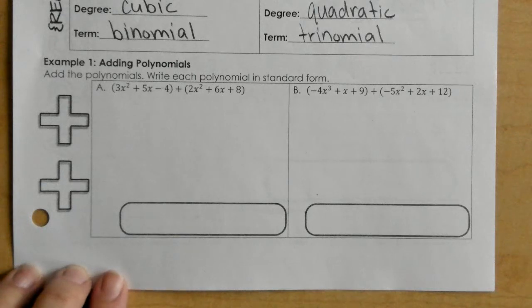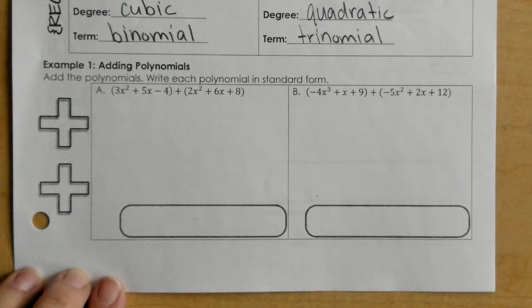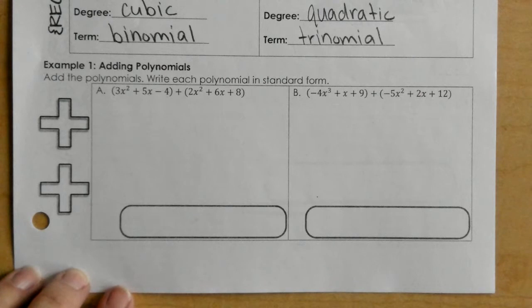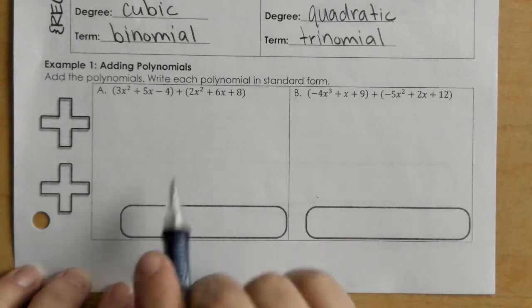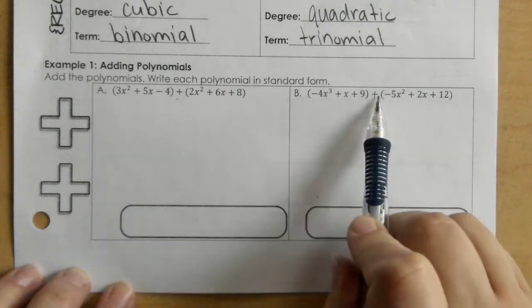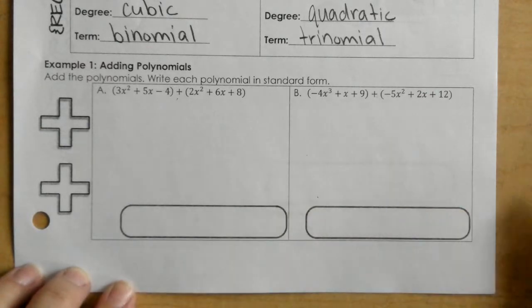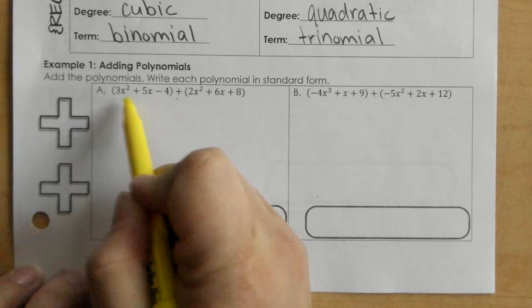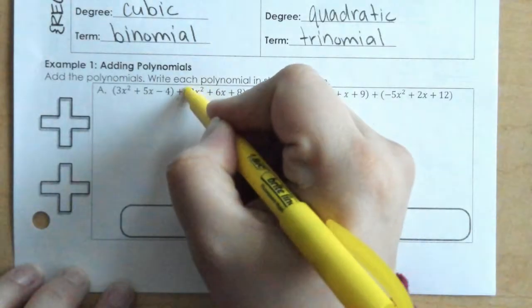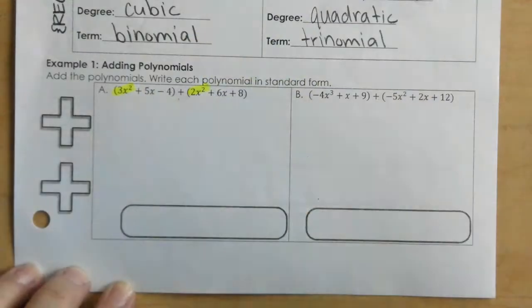For example 1, adding polynomials. It says add the polynomials and then write each polynomial in standard form. So if you notice, there's a plus sign in between both of the polynomials, and you're just adding like terms starting with the biggest exponent.